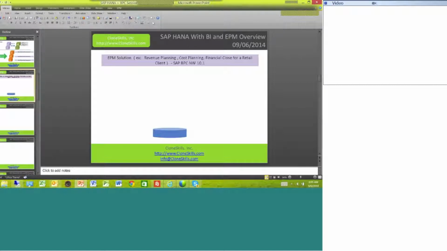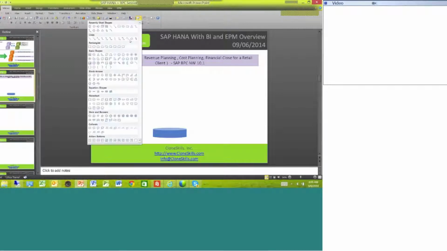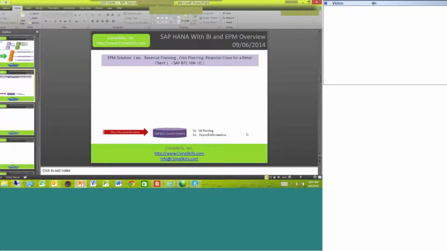In order for you to build an effective solution, you do need to know the source from where you are getting the data. As an example, I told you the company wanted to implement revenue planning, cost planning, and financial close for a retail client, and they are using BPC NetWeaver 10.1. What they wanted was actuals, which is GL posting and payroll information. I'm just giving examples. It could be anything.